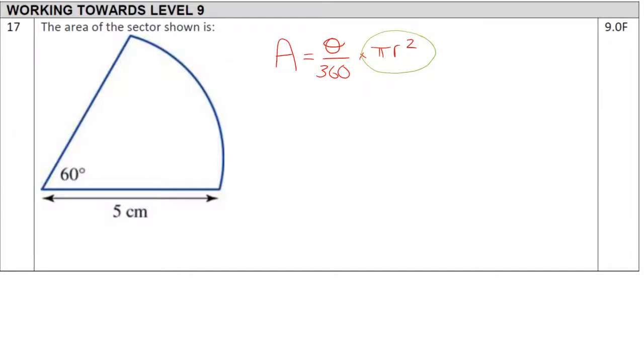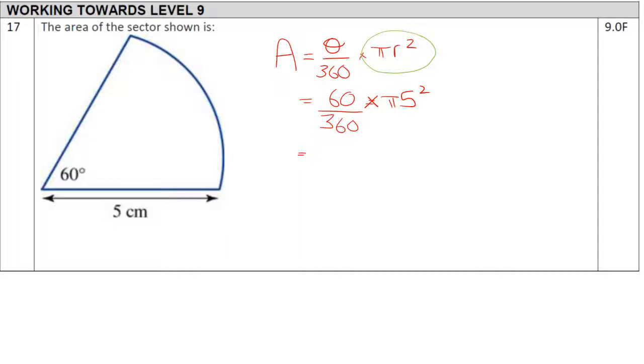So all you've got to do in this case is just substitute things in, because we've got the angle and we've got the radius given to us: 60 over 360, times pi times 5 squared. And so this is something you should do on your calculator.